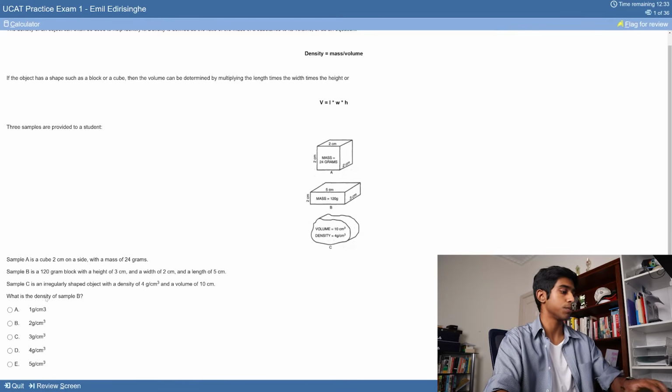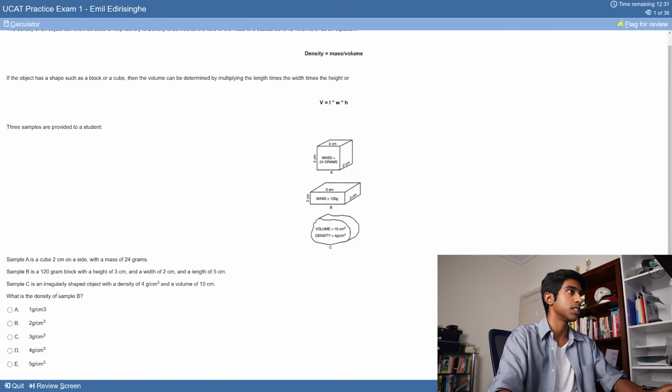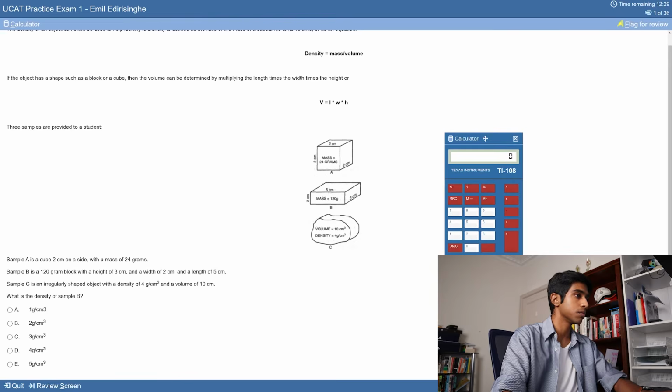What's the density of sample B? So they say density is mass divided by volume. So you got volume is 2 times 5 times 3. 120 divided by 30 is 4.